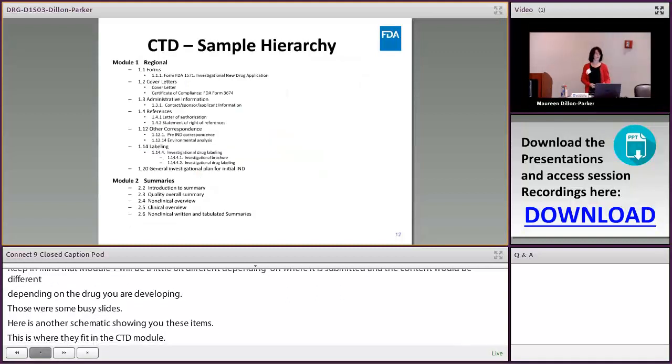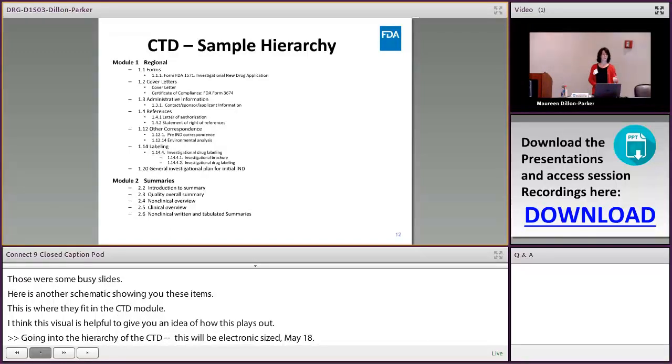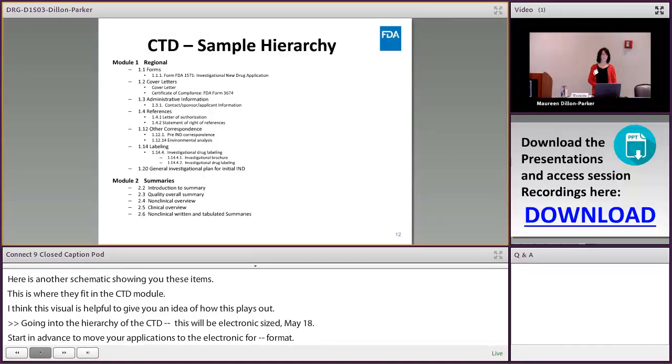So moving into the hierarchy of the CTD, and this will be electronic come May of 18, if it's not already, and I highly encourage you to start in advance and not wait till then to move your applications to the electronic format. You can see we have a very nice guidance document on the hierarchy, and it's quite lengthy, probably 30 plus pages, which gives you an idea of the different sections.